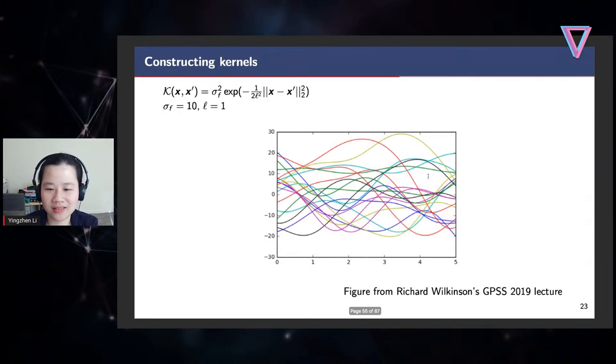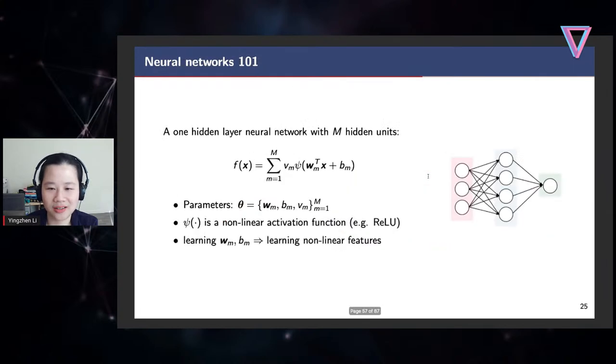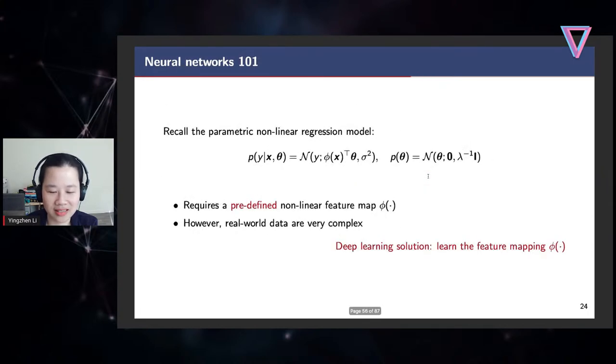So that's all kind of the setup for linear regression, nonlinear regression, kernel methods, and GP. So now let's go to neural networks. We do nonlinear regression, and in this case, we actually need to have a predefined nonlinear feature map, which might be the case if you have some prior knowledge.